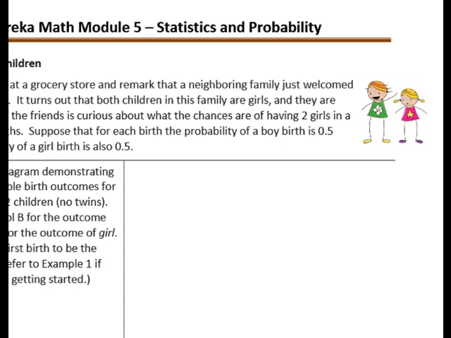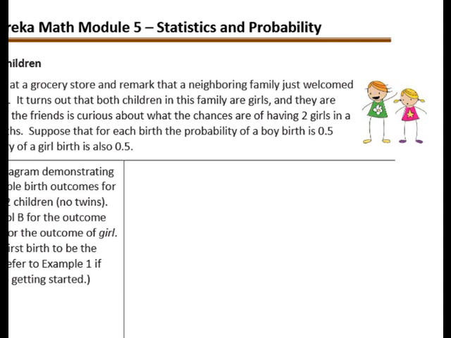The exercises: two children problem. Two friends meet at a grocery store and remark that a neighboring family just welcomed their second child. It turns out that both children in this family are girls, and they are not twins. One of the friends is curious about what the chances are of having two girls in a family's first two births. Suppose that for each birth the probability of a boy birth is 1/2, or 0.5, and the probability of a girl birth is also 0.5, or 1/2.